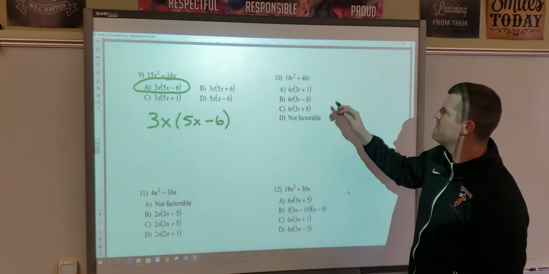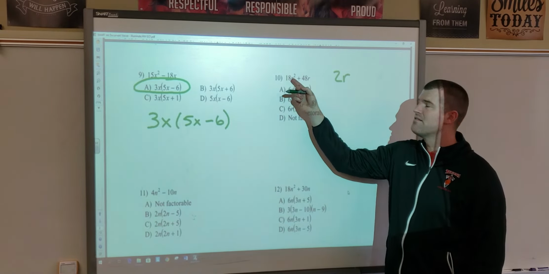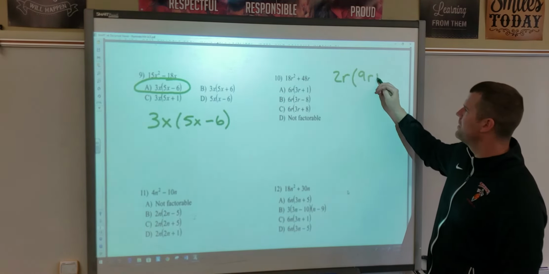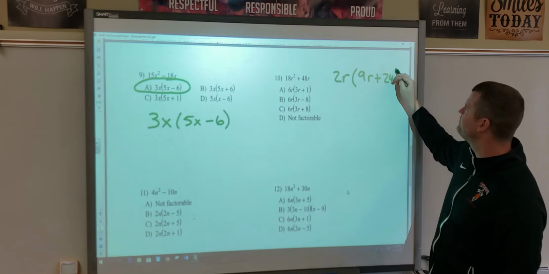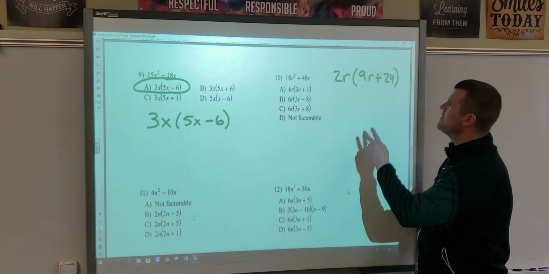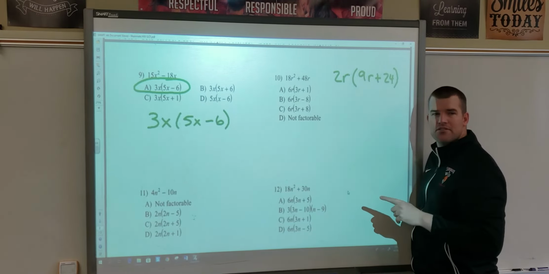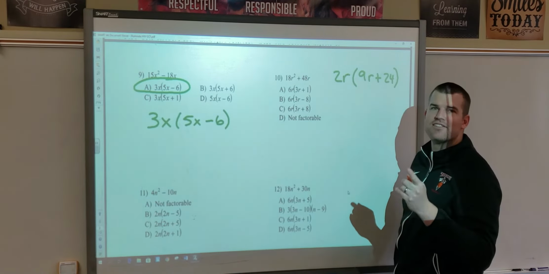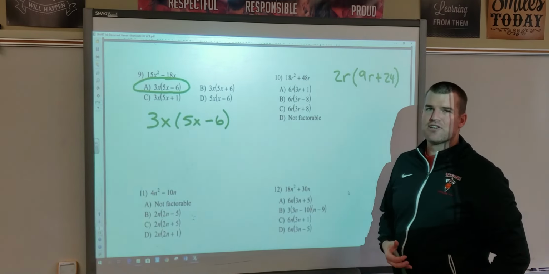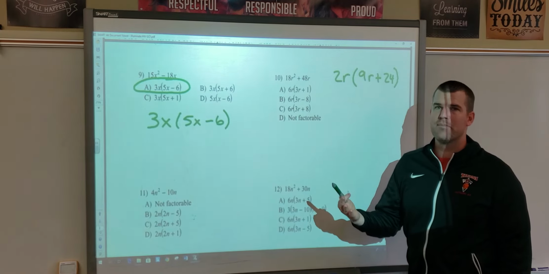So a common error would be to take out 2r, because 2 goes into both of these. And then if we take out 2r, this would be 9r plus 24. And so some of us might think we're done. But if we look at the parentheses, what do you notice about 9 and 24? 9 and 24 still have a common factor. There's still a number that goes into both of those. We could still take out a 3 from each of those.